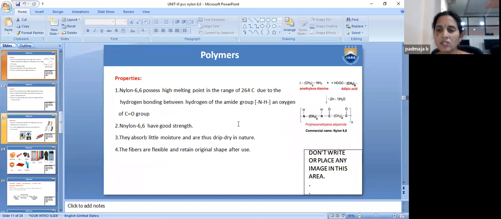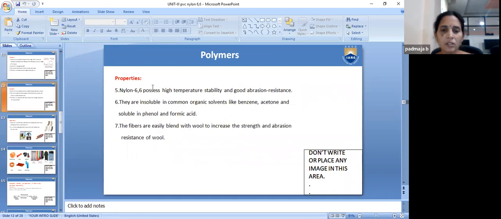Now properties of nylon 66. First point, you write its melting point, 264 degrees centigrade, and it has good strength. It absorbs little moisture, so these fibers are flexible. It possesses high temperature stability and good abrasion resistance, and it is insoluble in organic solvents like benzene and acetone, but soluble in phenol and formic acid. These fibers are easily blended with wool to increase the strength and abrasion resistance of wool. You have to prepare the properties compulsorily so that you can write.